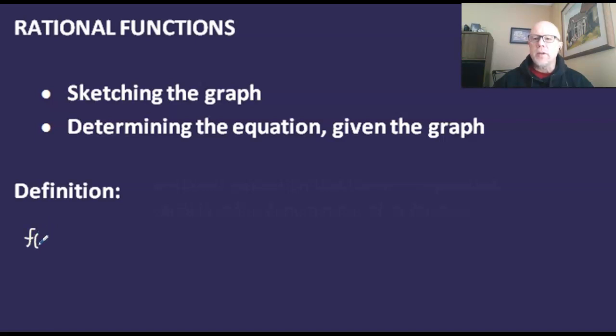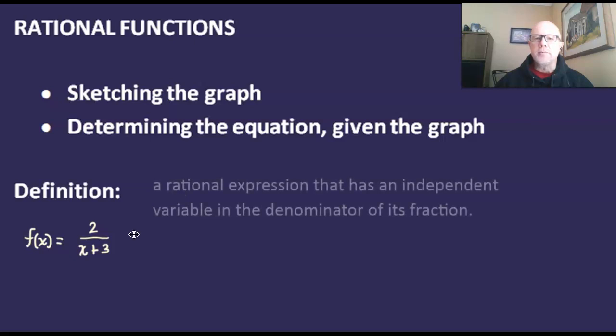So just in terms of an example of a function, f of x is equal to 2 over x plus 3. This is an example of a rational expression. Since it's equal to f of x, then we would call it a function because we have an independent variable and a dependent variable. Since the x is found in the denominator of that fraction, that is what identifies it as a rational function. So, by definition, it's a rational expression in which the independent variable is in its denominator.